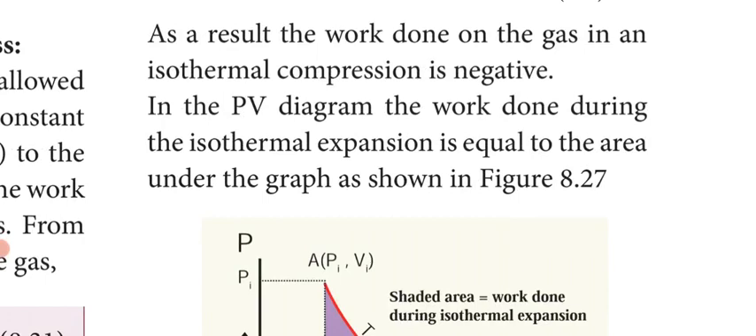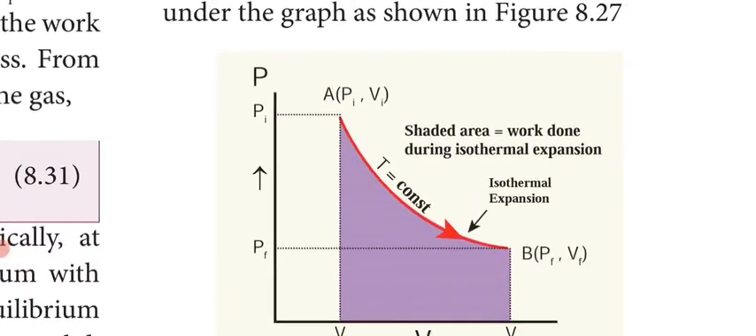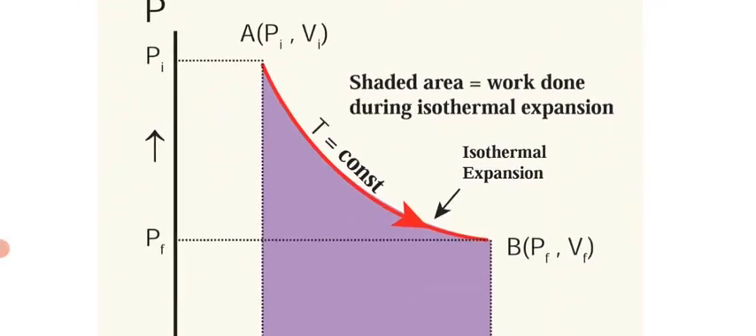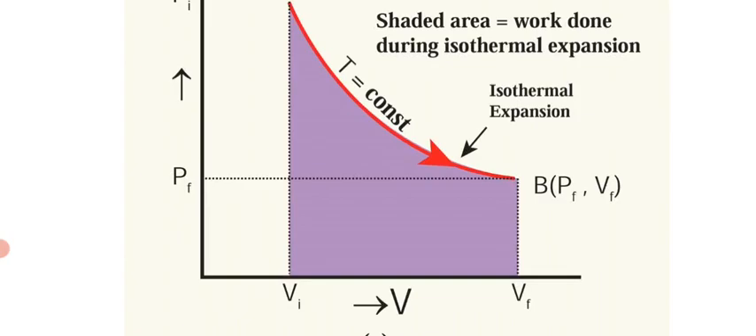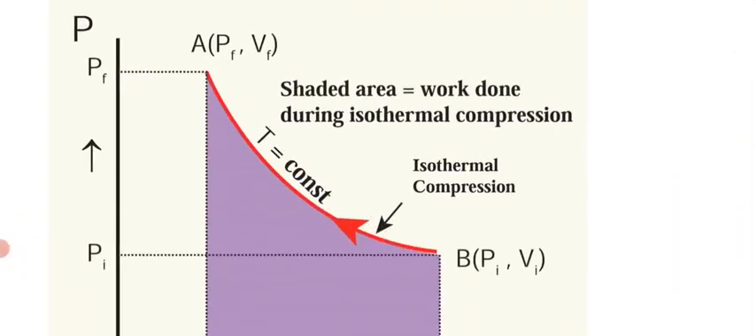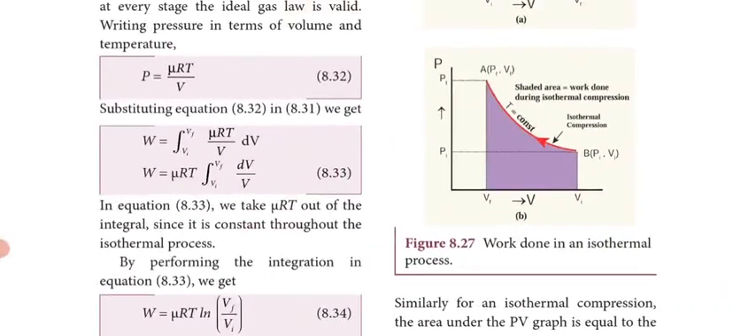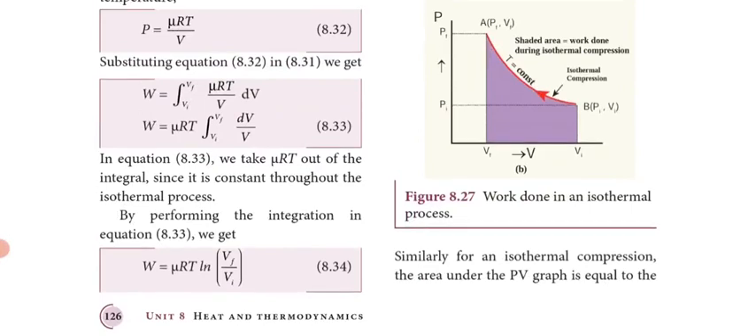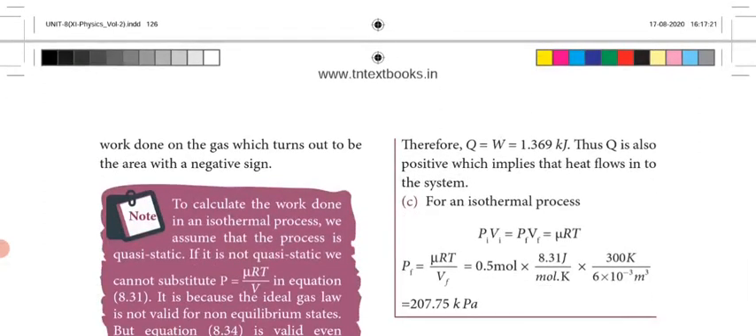For the PV diagram, the work done during the isothermal expansion is equal to the area under the graph. So that is given here. Which area comes under the isothermal expansion will be clearly given in this diagram. Here also it will be given. So the two diagrams give a clear picture of the work done in an isothermal process. Similarly, for an isothermal compression, the area under the PV graph is equal to the work done on the gas, which is the area with a negative sign.